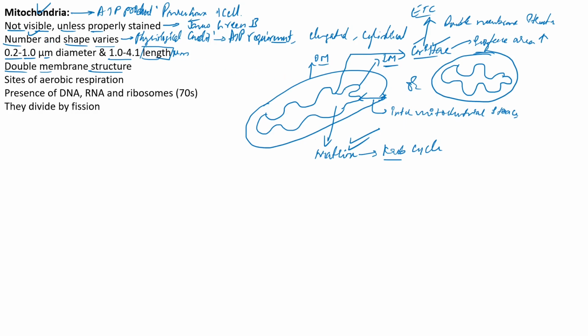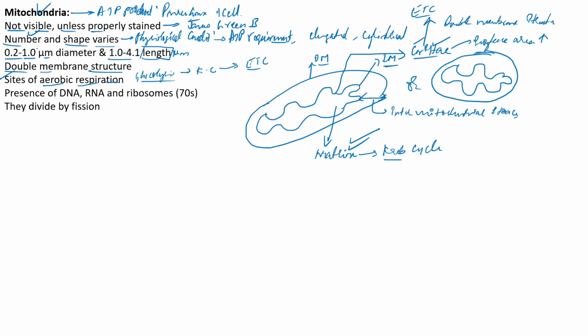When you look into the function of mitochondria, it is the site of aerobic respiration. We will be studying aerobic respiration in more detail in the plant physiology chapter on plant respiration, where we begin our discussion from glycolysis, and from glycolysis we enter into the Krebs cycle, and from the Krebs cycle we enter into the electron transport chain. We will be discussing all those aspects in the plant physiology part.